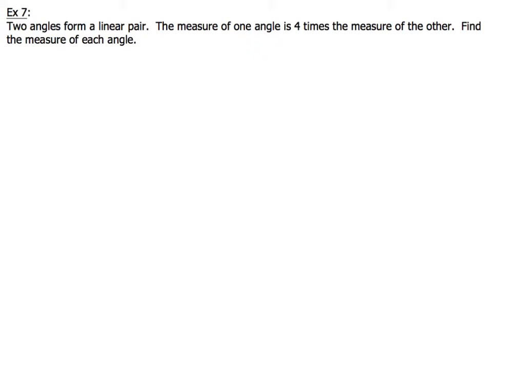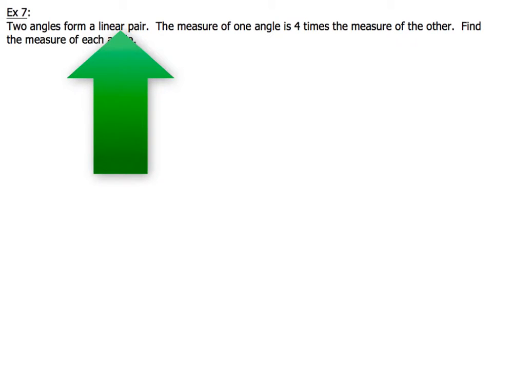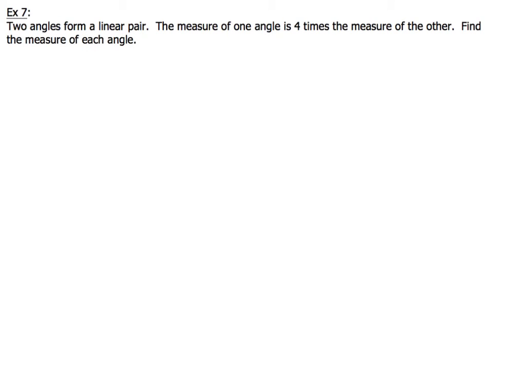Two angles form a linear pair. The measure of one angle is 4 times the measure of the other. Find the measure of each angle. Now when we go to think about this kind of problem, one of the first things that we want to do is recognize the word linear pair. Linear pair means the two angles are going to add up to 180. So more on that in a minute. Let's look at the next sentence. The measure of one angle is 4 times the measure of the other. That's going to be the key to solving this problem.